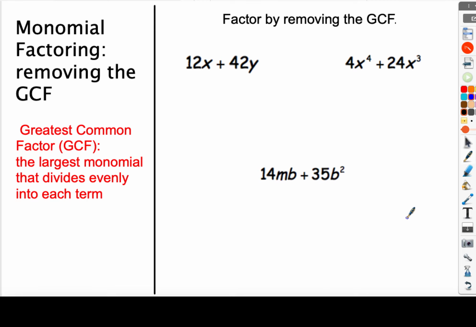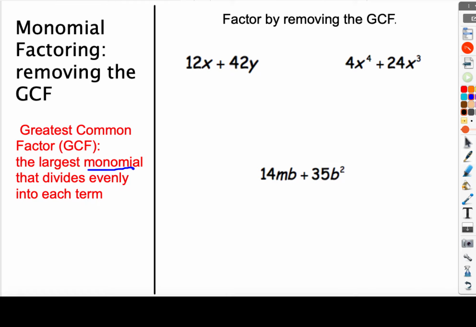This video is going to talk a little bit about one method of factoring, how to sort of undistribute, and that method is called monomial factoring. The best way to start off factoring is always to look for a greatest common factor that's in all the parts. Again, a greatest common factor is the largest monomial, the largest single term that would divide evenly into each term of an expression.